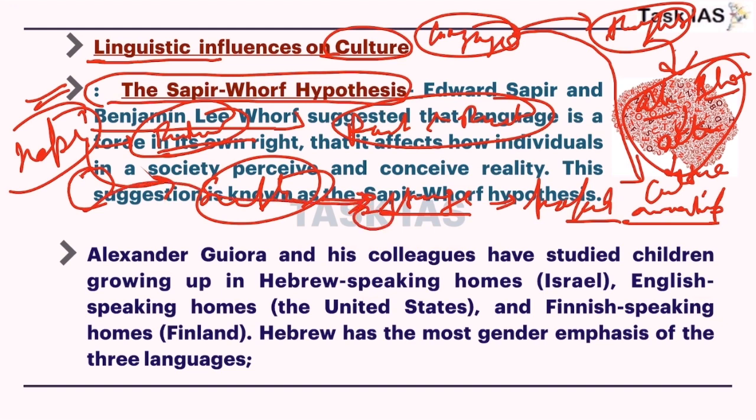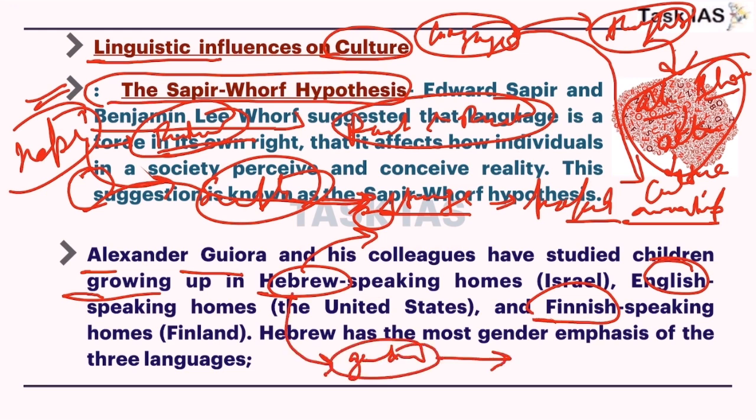Now another study is by Alexander Guerra and his colleagues, who studied children speaking different languages: Hebrew, English, and Finnish. They mentioned that in the Hebrew language, words which have different meanings for different genders start entering a child's brain very early, because the Hebrew language has more distinction about which word is for which gender. So this distinction has led to the development of early identification of gender in the child.